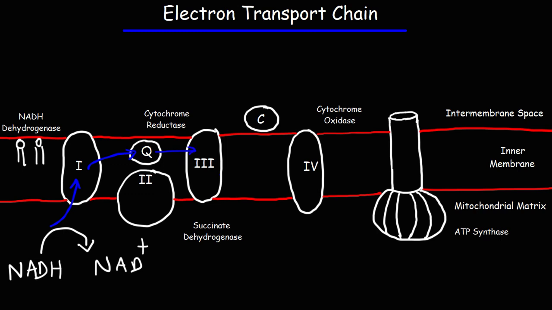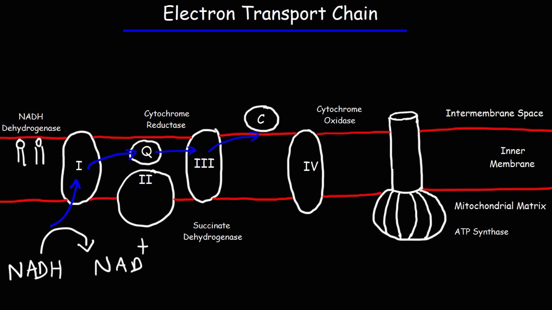Complex 3 is called cytochrome reductase, also known as BC1 complex by some textbooks. Complex 3, rather, is going to give the electrons to cytochrome C. Whenever cytochrome C receives electrons, it becomes reduced. Reduction, as we talked about, is the gain of electrons. And so this name is fitting for complex 3 because it reduces cytochrome C by giving it electrons.